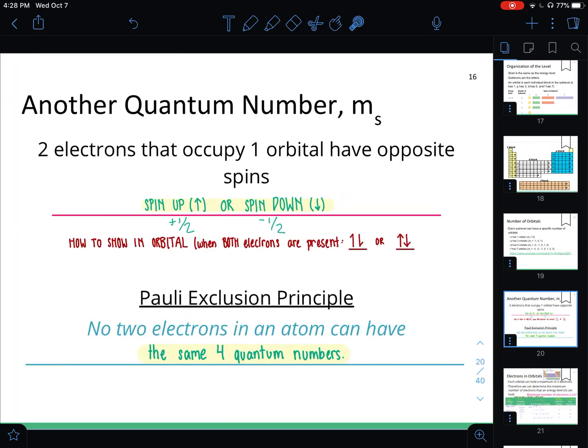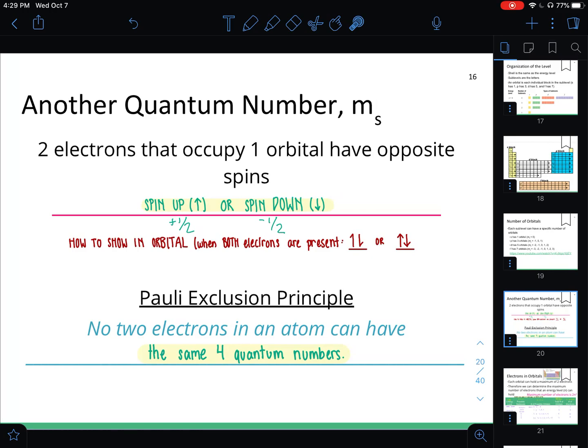Brings us to our last quantum number, and that is m sub s. So the m sub s tells us that within one orbital, we have 2 electrons, and one of them is going to be spinning up, and it will have a value of positive 1/2, and the other one is spinning down, the negative 1/2. And how we will represent that is by drawing arrows, arrow up, arrow down, and well, this one I did half arrows, or you can do whole arrows, not that big of a deal.